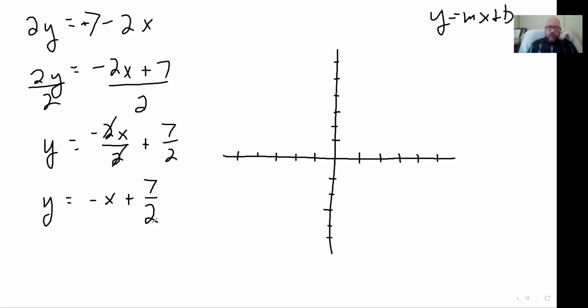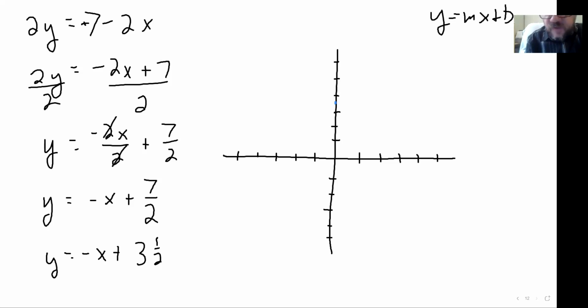So 7/2, the question you want to ask yourself is, how many times does 2 go into 7? 2 goes into 7 3 times with 1 left over. So this is 3 and 1/2. So I have y equals minus x plus 3 and 1/2. So that's where I'm going to go. I'm going to go up to a y-intercept of 3 and 1/2, or a y-coordinate 1, 2, 3 of the y-intercept. Oh, I should do that in blue. Right here.